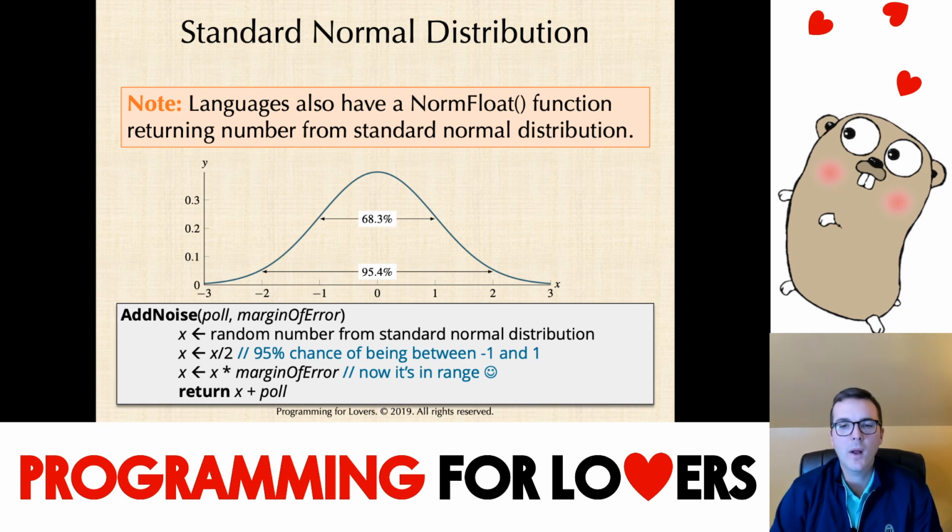So if we want something with, say, a 95% chance of being between negative 1 and 1, then that will handle that, we're mostly within our margin of error, and so we have that 95% confidence that it's within the margin of error, and so we could pick some random number from the standard normal.